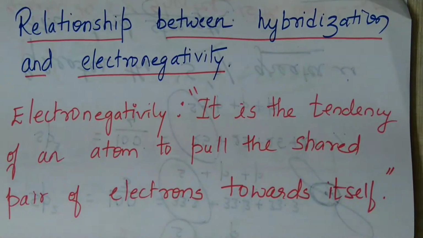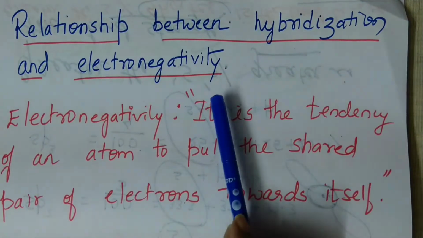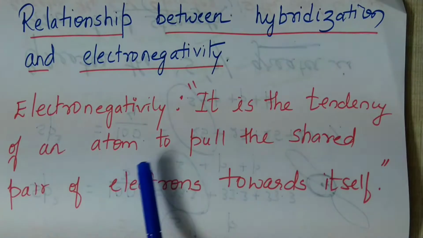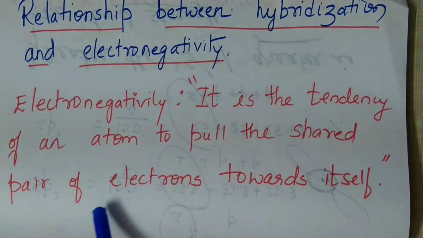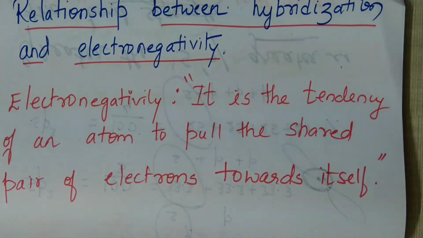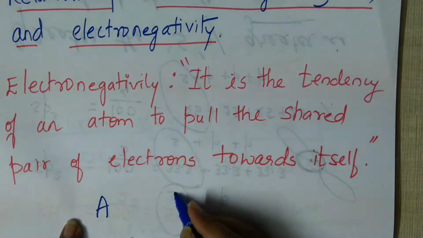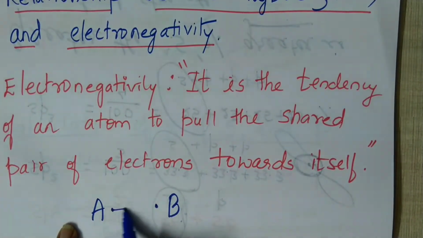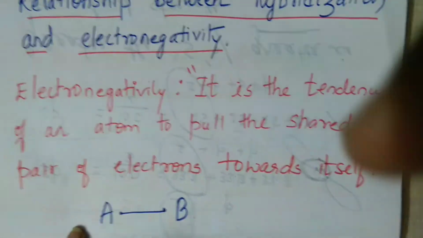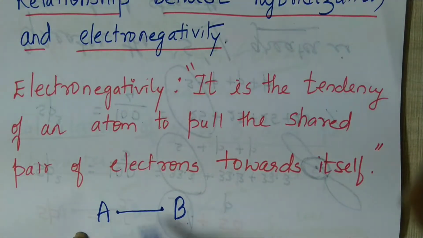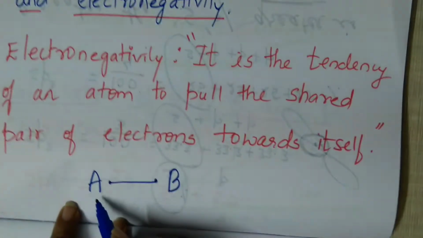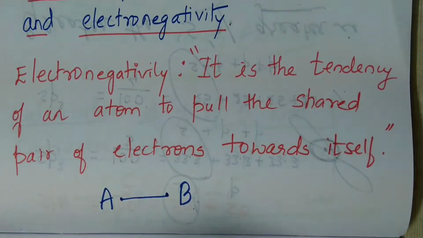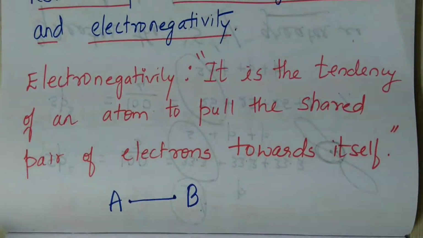First, let us learn about the relationship between hybridization and electronegativity. What is electronegativity? It is the tendency of an atom to pull the shared pair of electron towards itself. Now, imagine I have two atoms. These atoms, they make a bond by sharing their electrons. Then a bond is formed between two atoms. Now, one of these atoms, electronegativity is more, or I can use the word greediness here. Imagine A is a very greedy fellow.